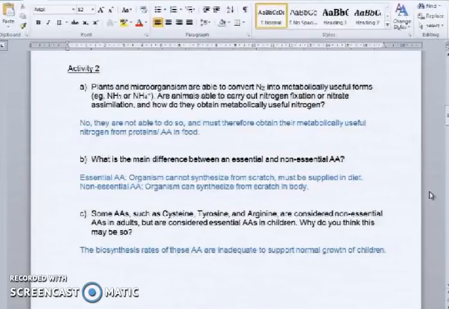But it's always good to get some in your diet as well. So essential, you cannot synthesize from scratch, you must get it from your diet. The non-essentials, you can synthesize in your body from scratch or from other molecules. So that's your essential and non-essential. Next, you have a few amino acids: cysteine, tyrosine, arginine. These ones are considered non-essential in adults. But strangely, if you look at children, they are listed as essential for children.